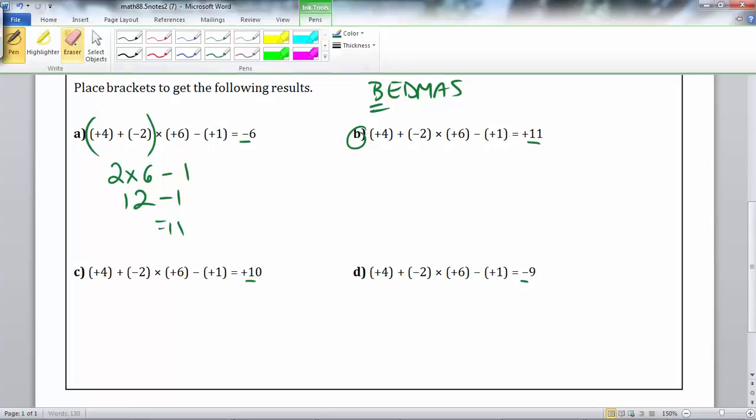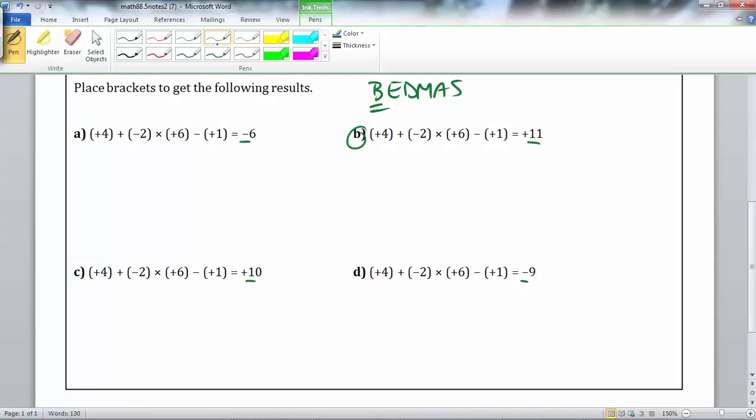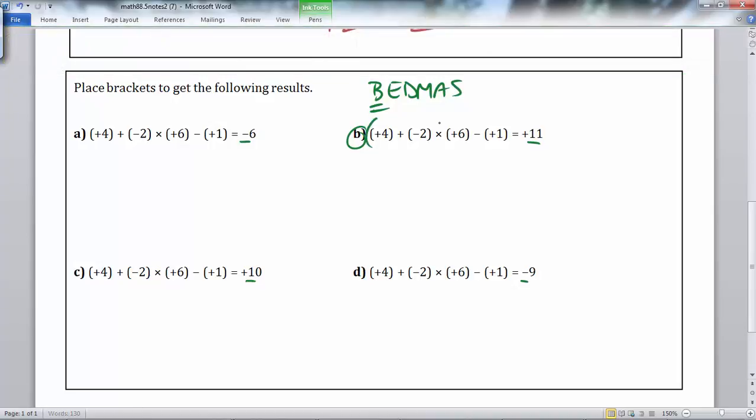So I'm going to erase this and put brackets around the 4 and 2. 2 times 6 plus 1, 12 plus 1, 11. So why don't you see if you can figure out where the brackets go in the rest? All right, have fun, and I'll see you in class.